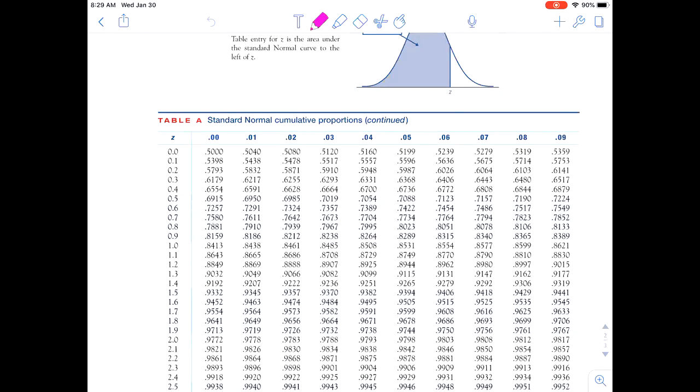So of course, as we start here at a z of 0, the area to the left is 0.5, which we know already, because it's symmetric and centered on 0. So we've got 50% below it, 50% above it. And so these values are all just bigger than 0.5. And all it's doing is moving in tiny increments every time and telling you the area to the left.